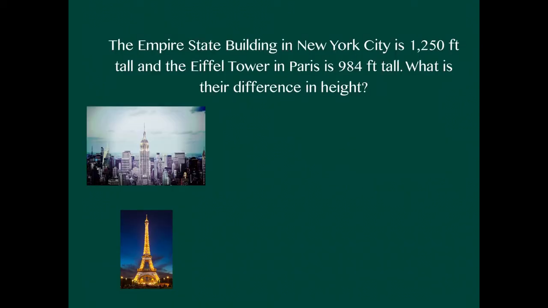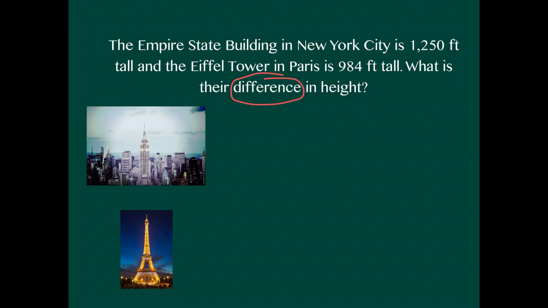Now we have a word problem to try. This one says, the Empire State Building in New York City is 1,250 feet tall, and the Eiffel Tower in Paris is 984 feet tall. What is their difference in height? Keyword here is the word difference. Difference means I'm going to have to subtract to find the difference or to find that gap between the two heights. So I'm going to set this up.